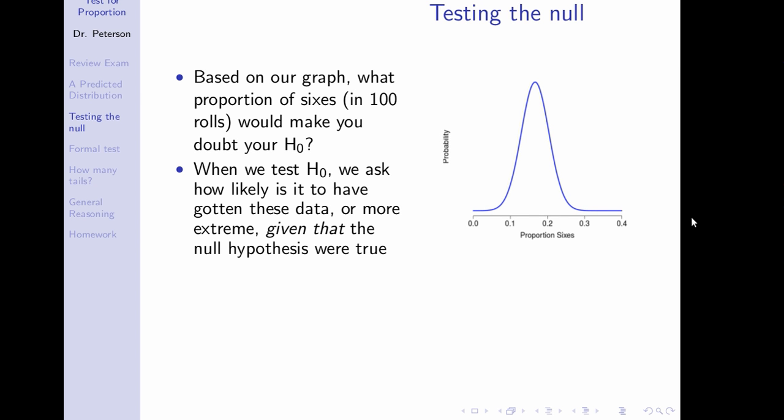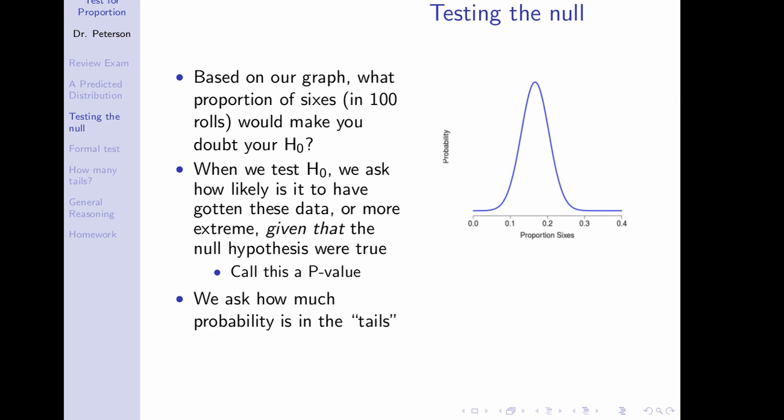Now when we test this, we want to ask how likely is it to have gotten these data, or more extreme, given that the null hypothesis were true. Now note this is a conditional probability statement. So based on this distribution, how likely is it to get various numbers here? This is called a p-value, and we'll explain more about that in a moment. What we're asking is how much probability is in the tails. So if we draw a line somewhere around here, how much area is under the curve further away than that?